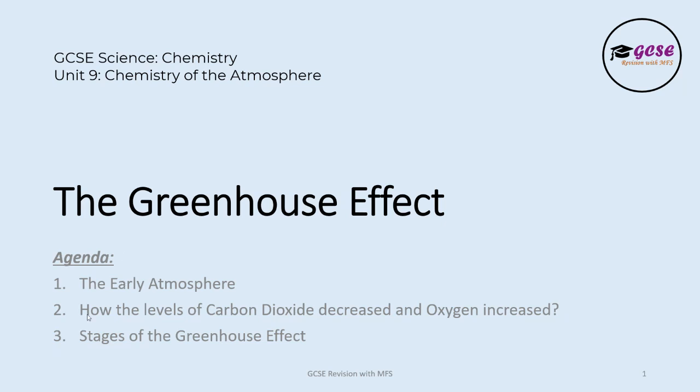So our agenda for today's lesson is that we're going to go over the early atmosphere. We're going to look at how the levels of carbon dioxide decreased and oxygen levels increased, and then we're going to finish off by looking at the stages of the greenhouse effect. Those are the three things lined up for today. We're going to start by looking at the early atmosphere.